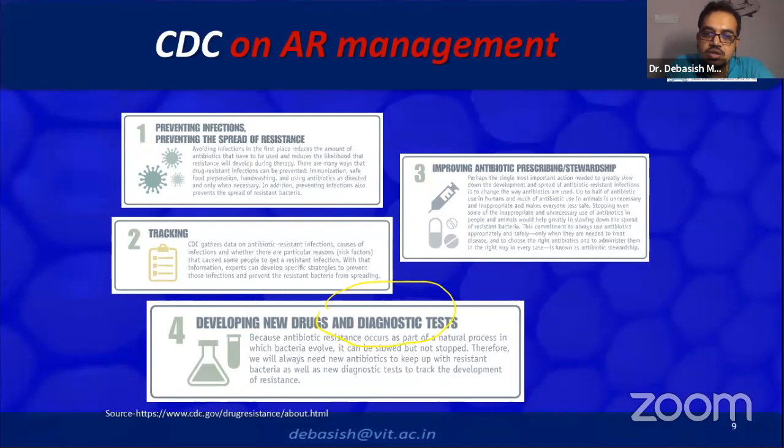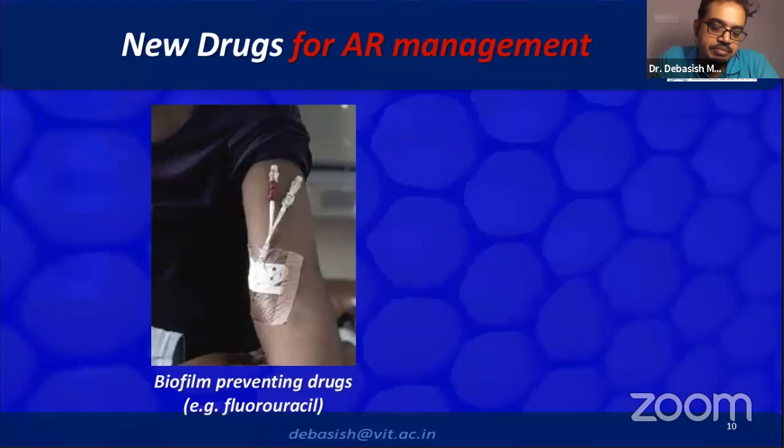Fluorouracil is an anti-cancer drug, okay? And now it is being used for preventing biofilm formation in catheters. You see, this is a patient and this is a catheter which goes inside the vein. There are high chances that biofilm formation happens, meaning a lot of microbes stick themselves tightly to the wall of the catheter, and they keep on resisting the drug. So if you prevent biofilm formation, there is a high chance that these bacteria can become antibiotic susceptible again. So they have pinpointed biofilm formation.